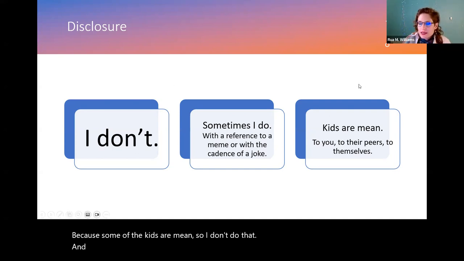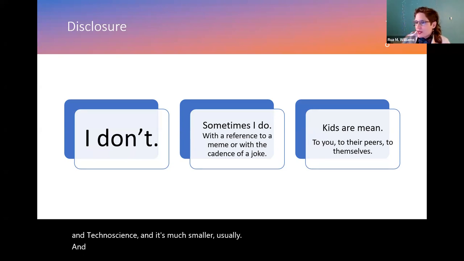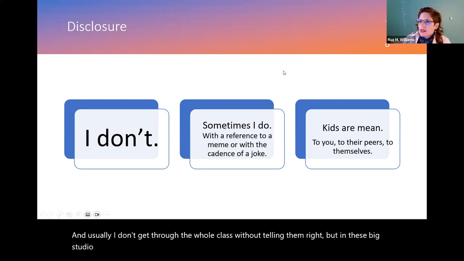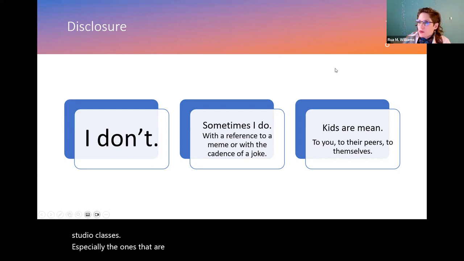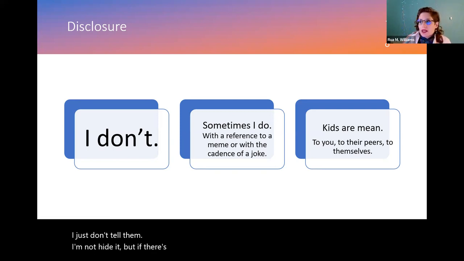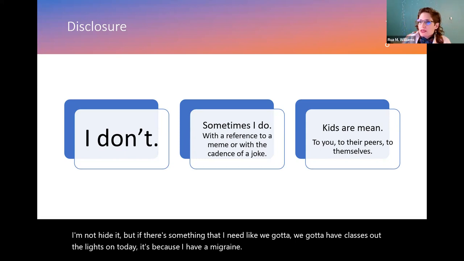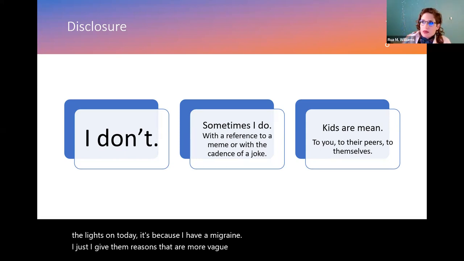And that strategy, again, is different. There's a class that I teach sometimes called Disability and Technoscience, and it's usually much smaller. Usually I don't get through the whole class without telling them. But in these big studio classes, especially the ones attended by people from all over the university, I just don't tell them. I'm not hiding it, but if I need something, like having class without the lights on today, it's because I have a migraine. I give them reasons that are more vague and more acceptable.